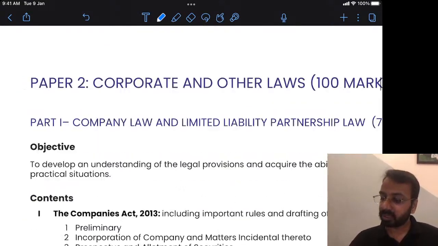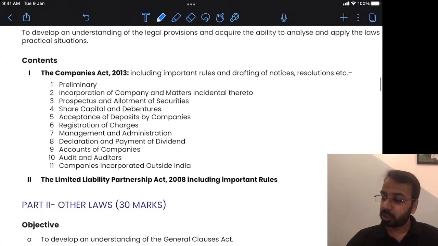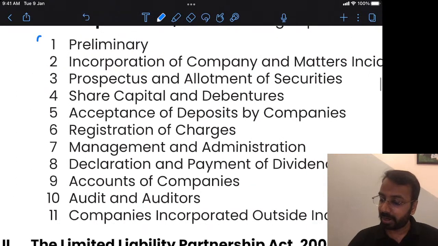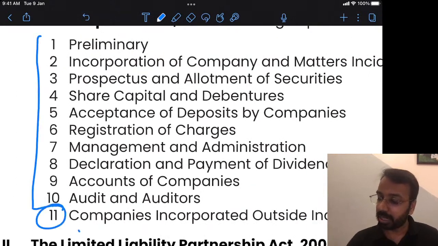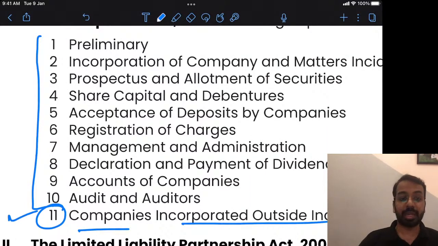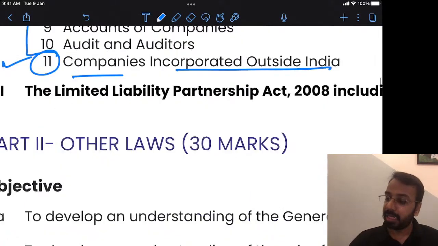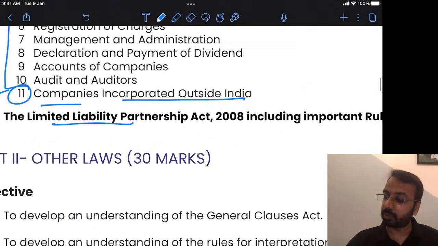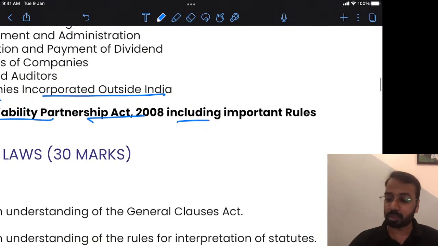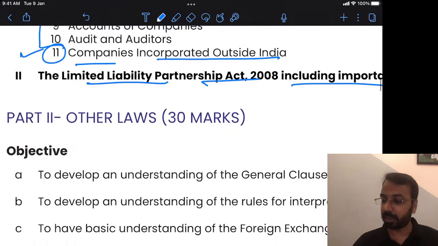Then coming to Companies Act, so we had parts 1 to 10. They have added one more, companies incorporated outside India, the 11th part. That is what gets added apart from what was there in existence. Then Limited Liability Partnership Act 2008, including important rules. So we need to look at the detailed content on what will be announced.